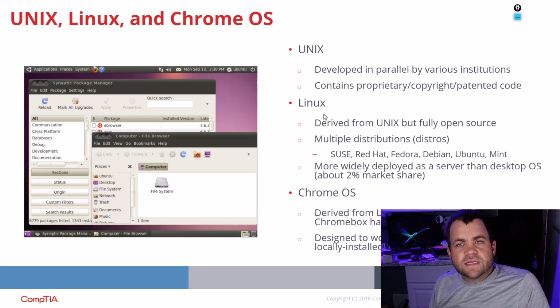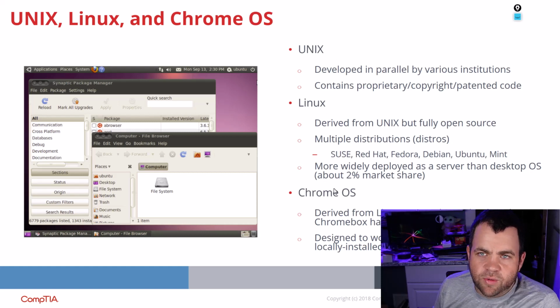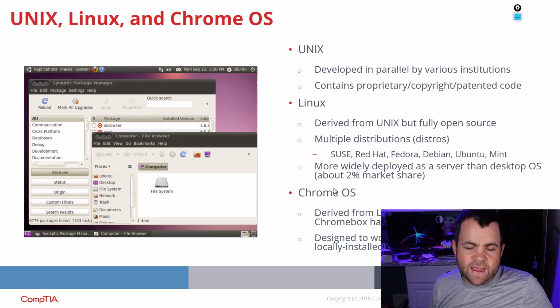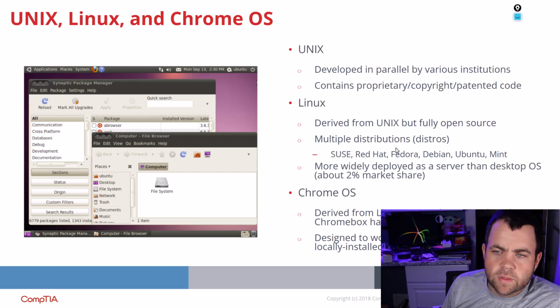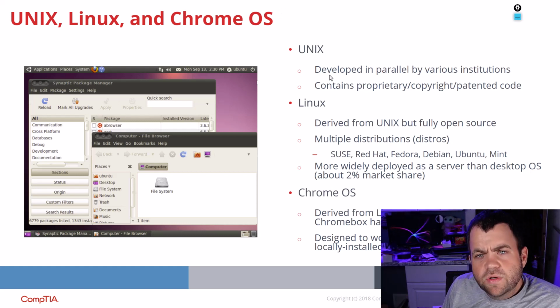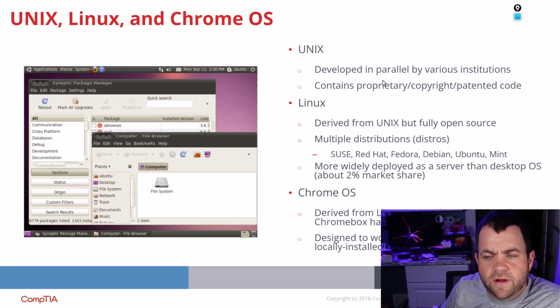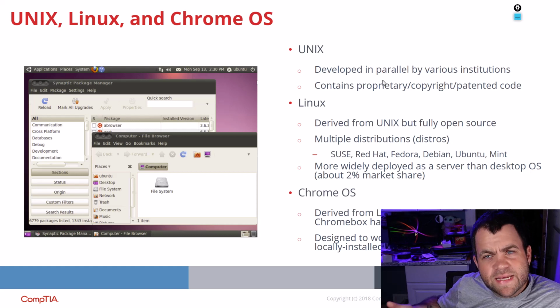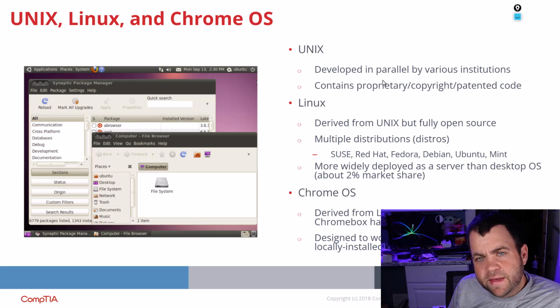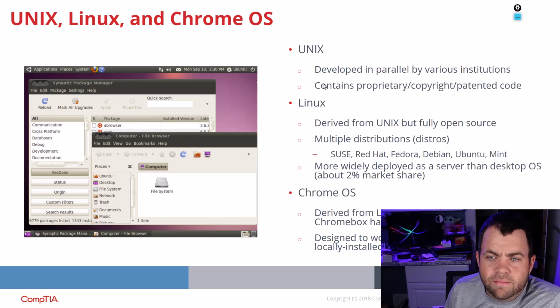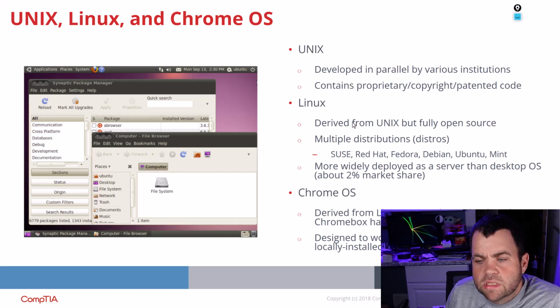So now let's jump into Unix, Linux, and Chrome OS. They've kind of lumped all of these together as our open source, if you will. So Unix is developed in parallel by various different institutions that are out there. Mac OS, fun fact, is kind of based in that Unix area. So if you go to the command line, a lot of your Unix commands are going to work on the Mac OS. Linux is kind of our biggest player when it comes to open source.